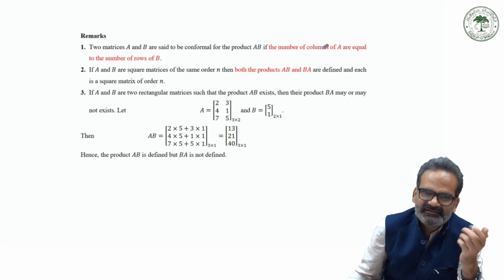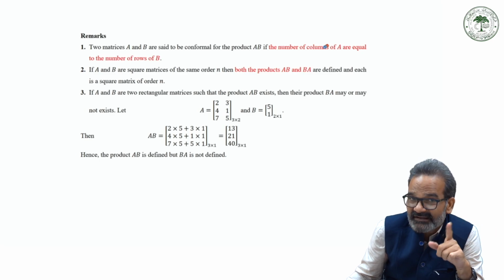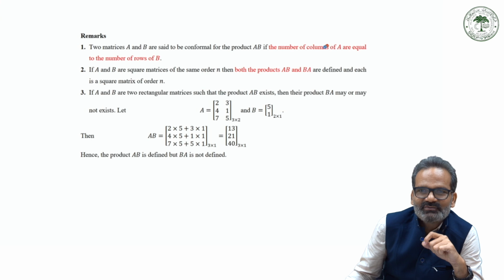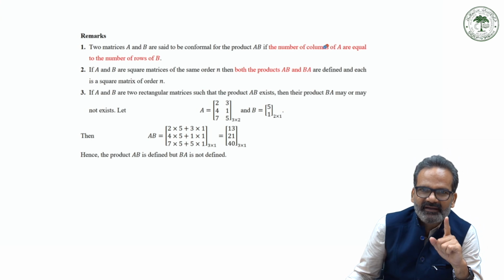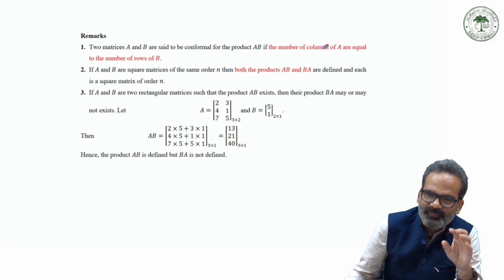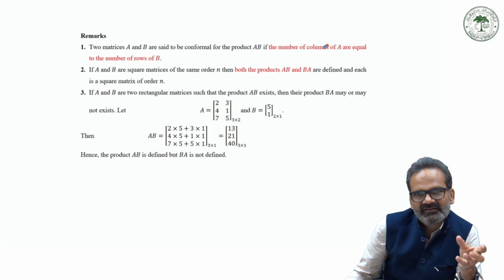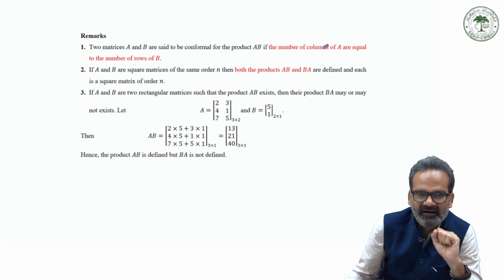If A and B are matrices of order 2 by 2, then you can always find the product AB. If A and B are matrices of order 3 by 3, then you can always find the product AB, not only AB, even BA. So what this remark 2 actually refers to is, if A and B are square matrices of the same order n, order of A is n, order of B is n, then we can always find the product AB as well as BA, and the order of the products AB as well as BA will also be n. That is the same as the orders of A and B.